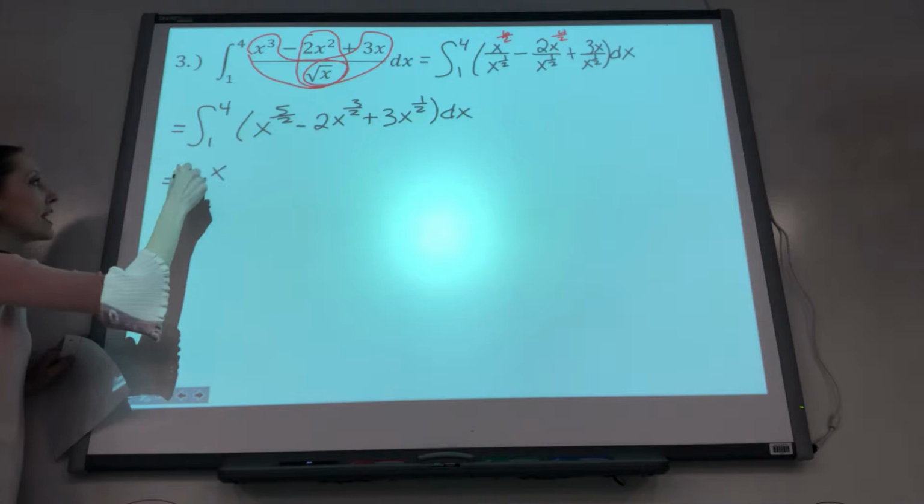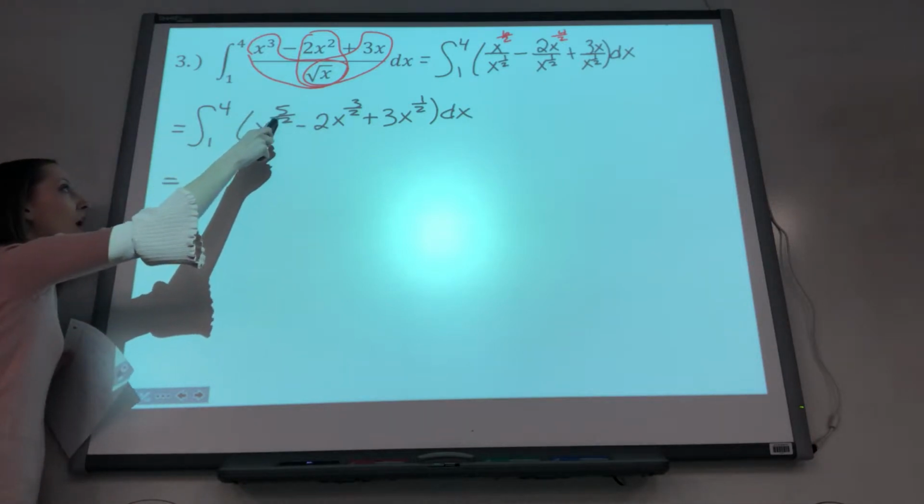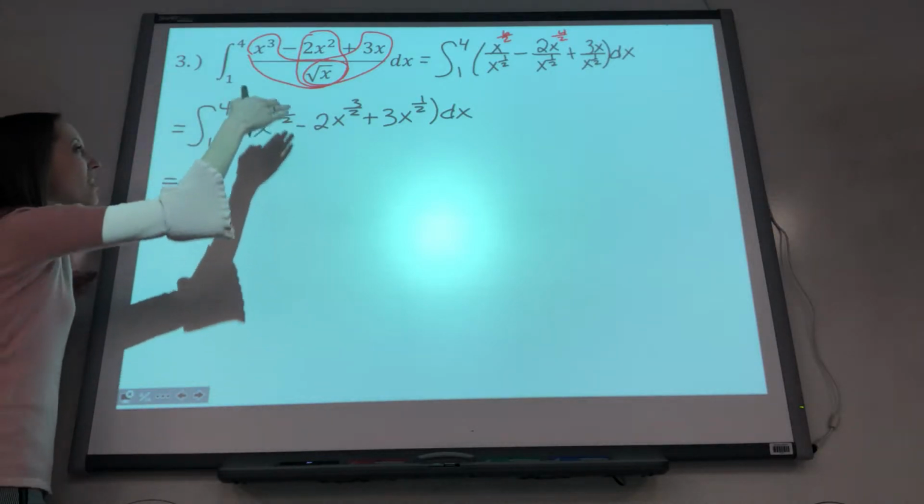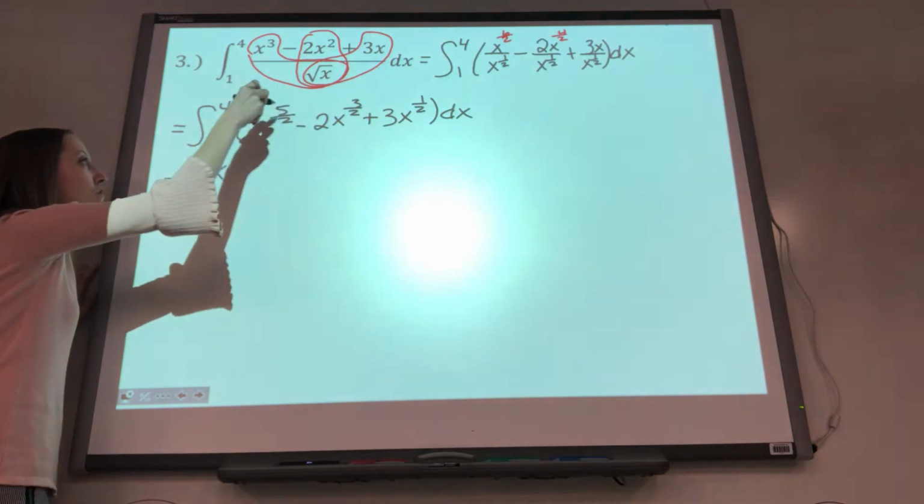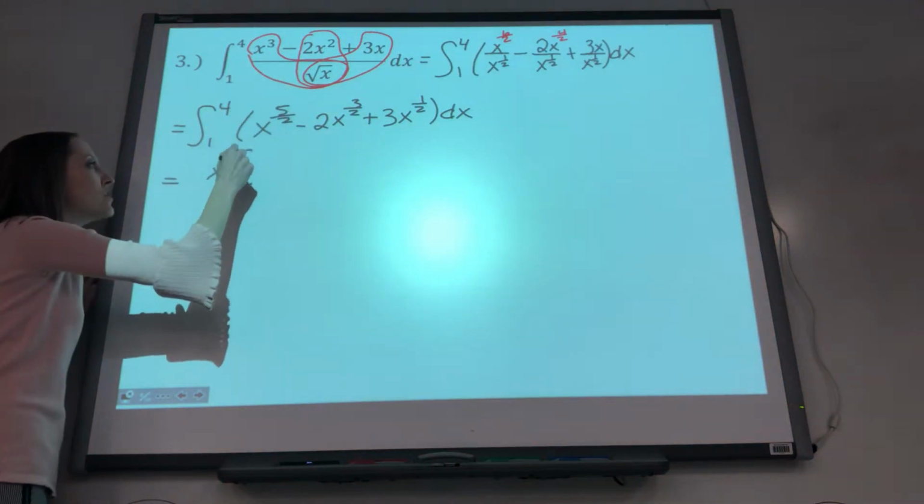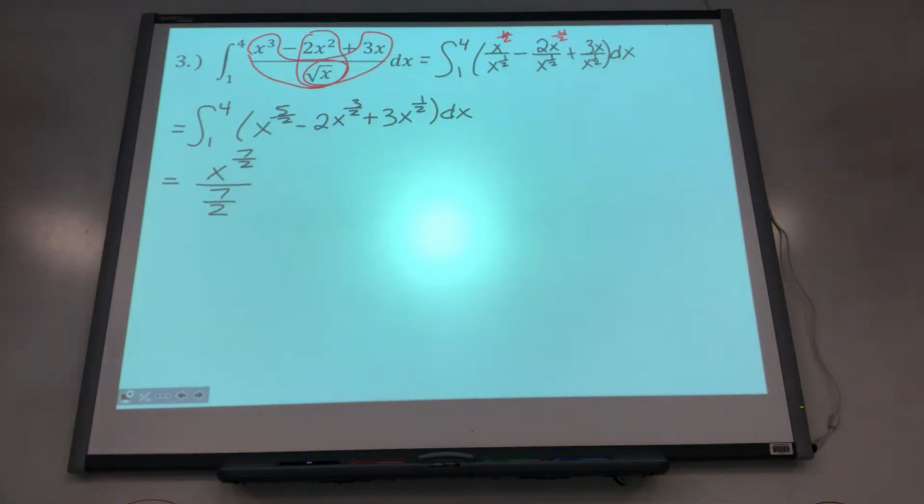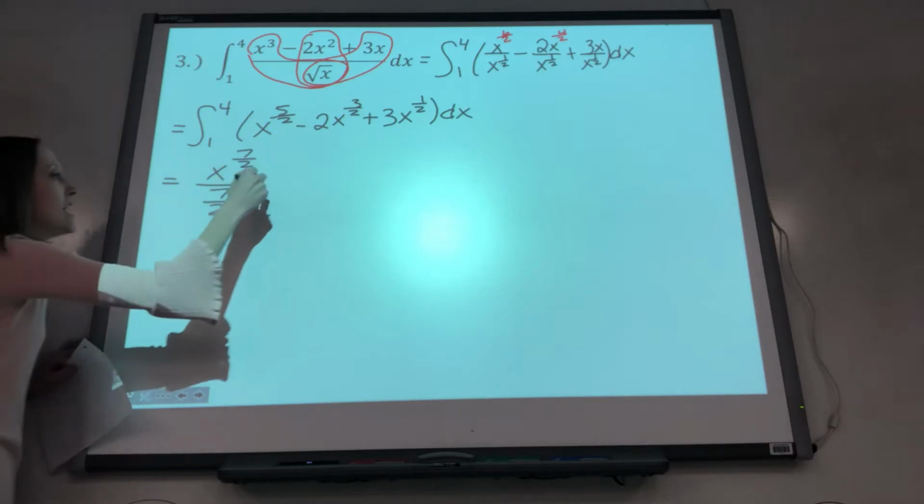Now let's see what we get. Add 1 to my power. So the power right now is 5/2. Think of the 1 as 2/2. You've got 5/2 plus 2/2, which is 7/2. Put the new power on bottom. Don't forget to do that last part.